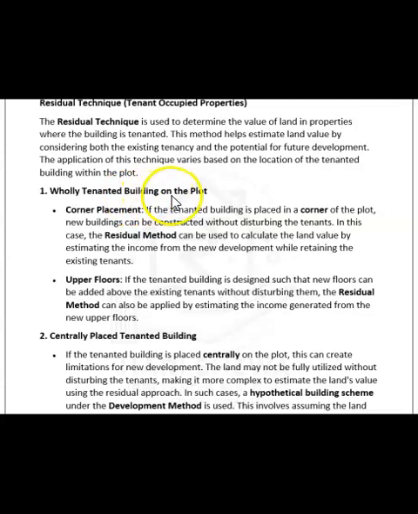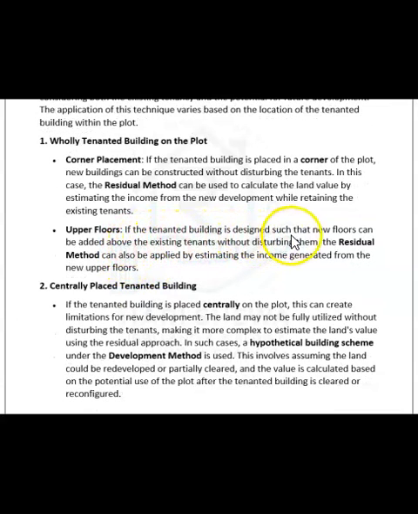Wholly tenanted building on a plot. Corner placement. If the tenanted building is placed in the corner of the plot, a new building can be constructed without disturbing the tenant. In this case, the residual method can be used to calculate the land value by estimating the income from new development while retaining the existing tenants. Okay. Upper floor. If the tenant building is designed such that a new floor can be added above the existing tenants without disturbing them, the residual method can also be applied by estimating the income generated from the new upper floor.